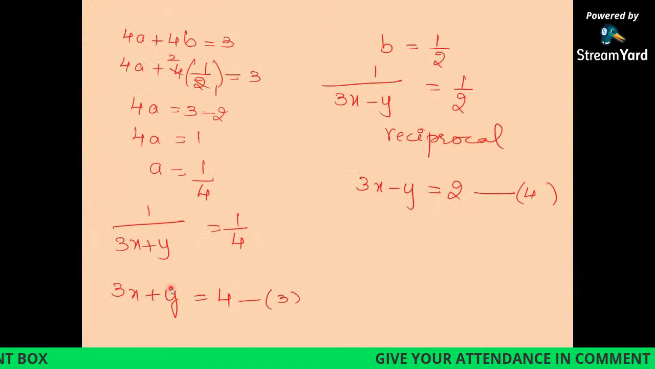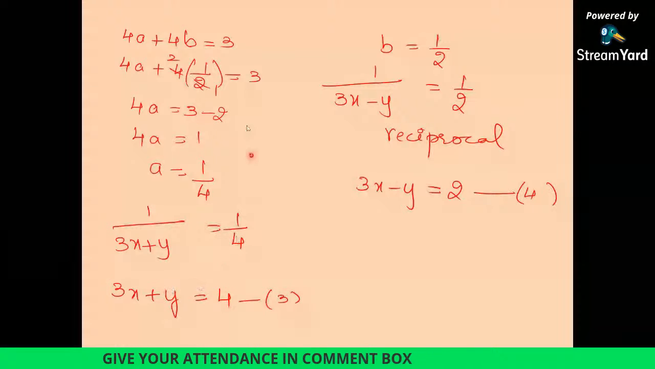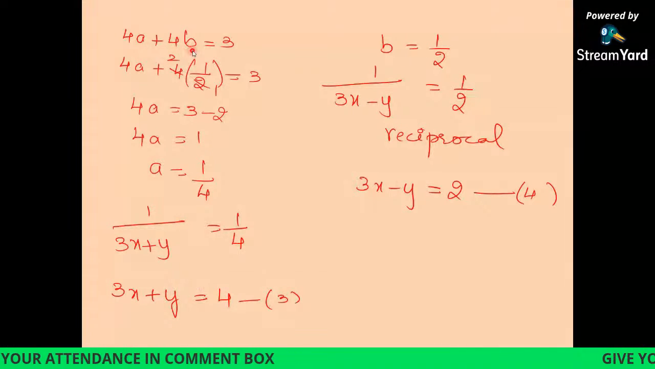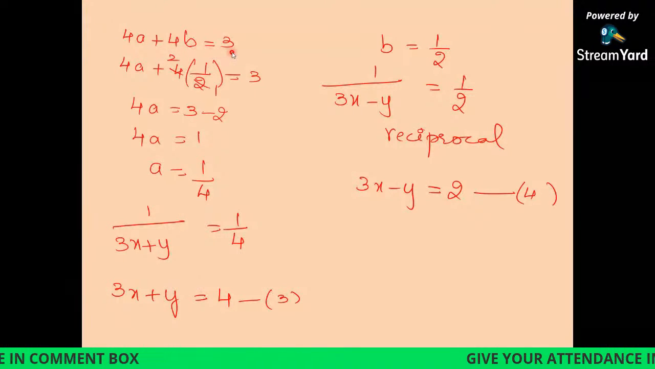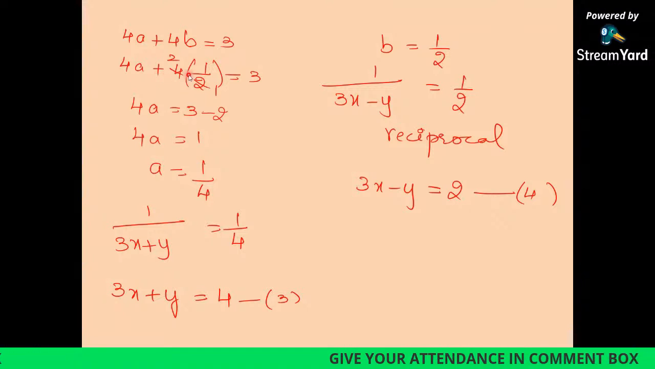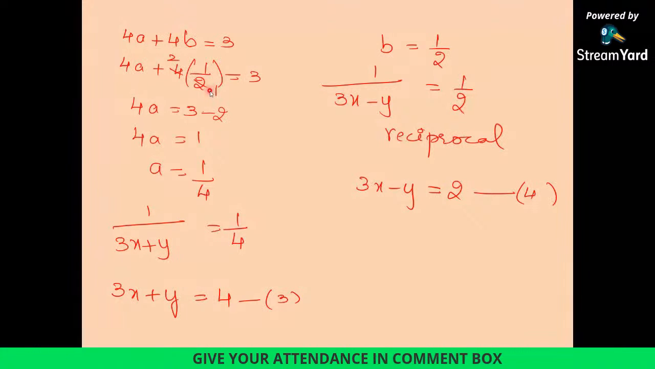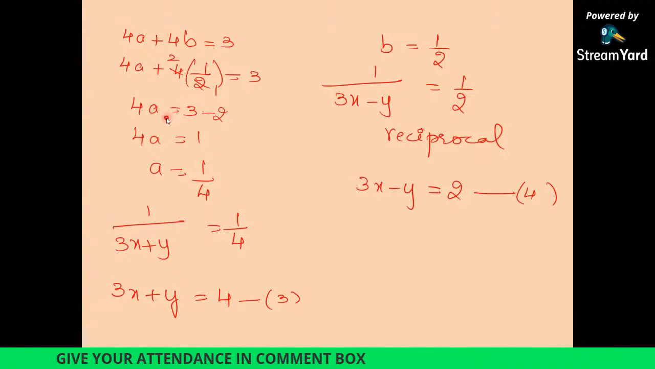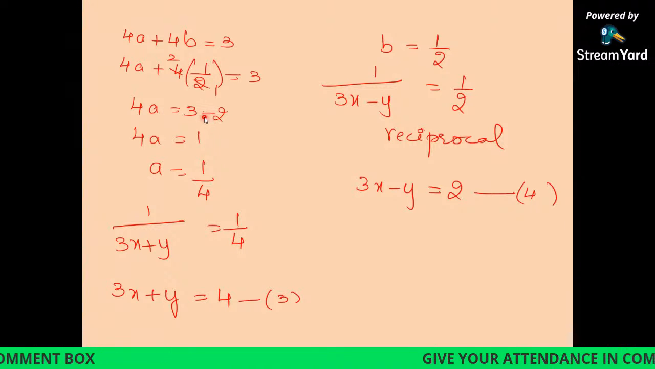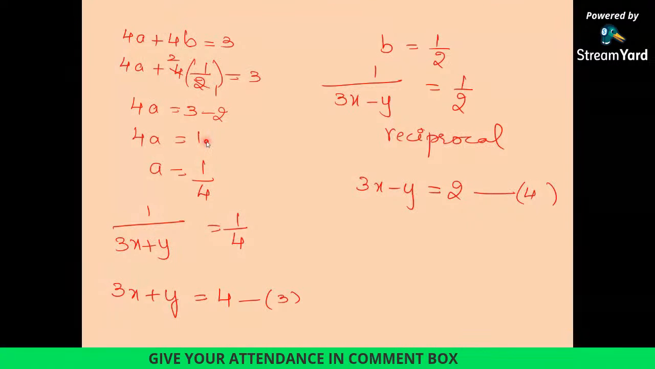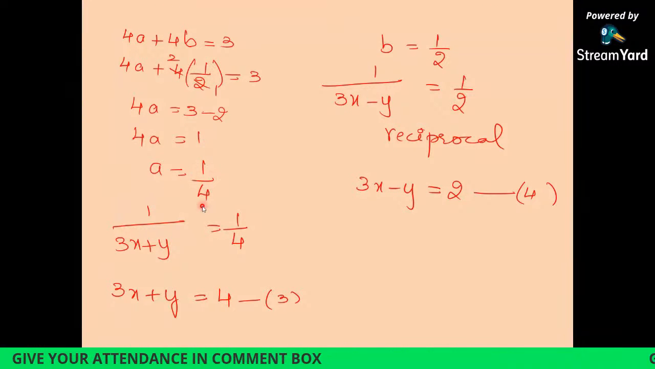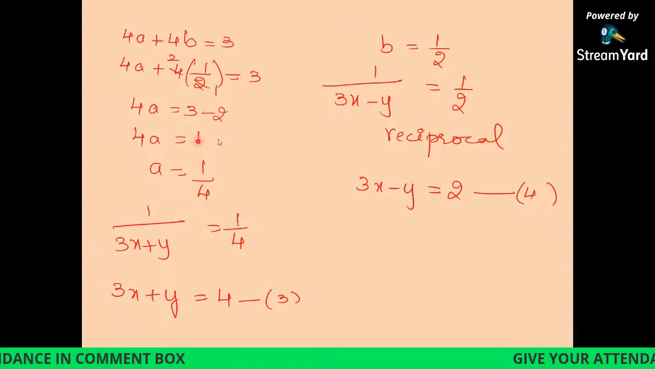After getting the value of b, we have to substitute it in any one equation. For that reason, I have selected the first equation: 4a plus 4b is equal to 3. 4a plus 4 into, in place of b, 1 by 2 is equal to 3. Then 4a is equal to 3 minus 2. Right? You will get 4a is equal to 1. If 4a is equal to 1, then a is equal to 1 by 4.